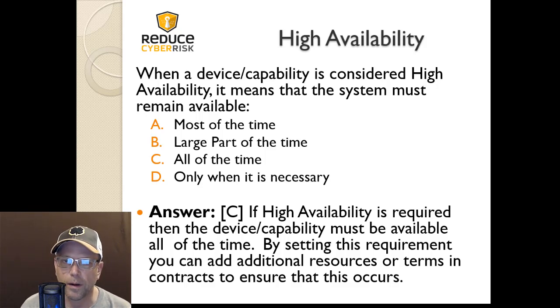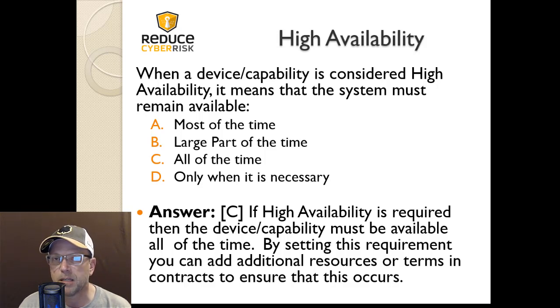Again, when a device capability is considered high availability, it means that the system must remain available most of the time, a large part of the time, all of the time, or only when it is necessary. And the answer is C. If high availability is required, then the device or capability must be available all the time. Usually you have multiple systems in place, multiple firewalls, multiple switches, whatever it might be, designed as high availability. If one dies, the other one flips over and it is operational.